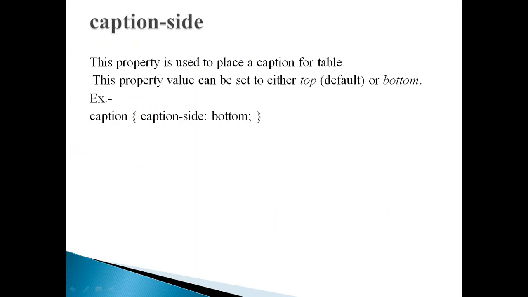Then we can also specify the caption property, which is the caption-side property. This property is used to place a caption for a table. This property value can be set to either top or bottom. Caption, we know, is used to specify the table header or a table name, right? By default it is going to appear at the top. If you want it to appear at the bottom, you can specify it using the caption-side property. Let's see an example.